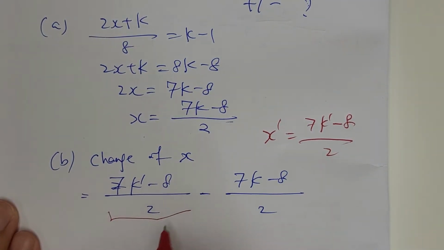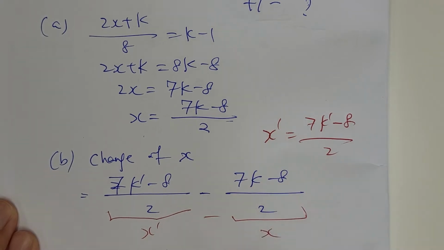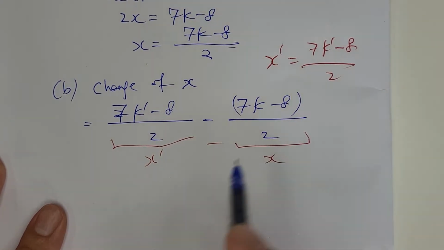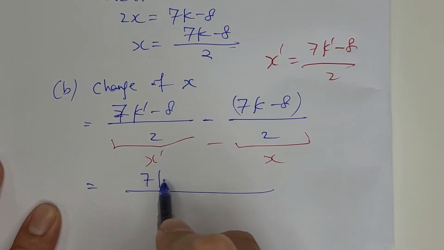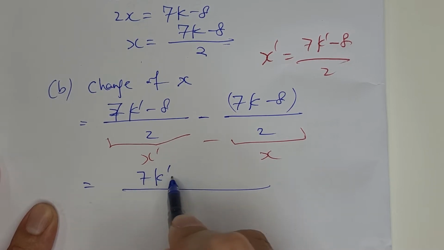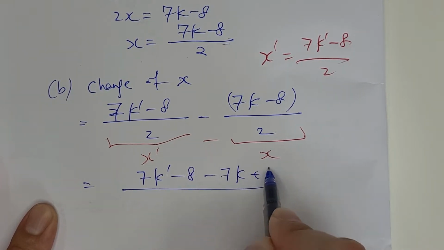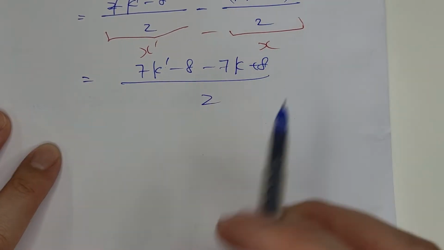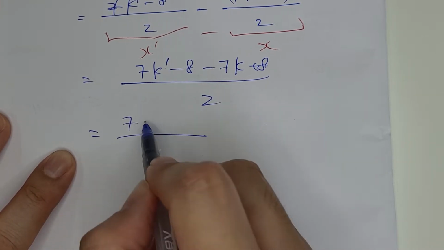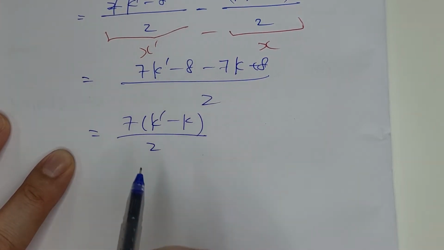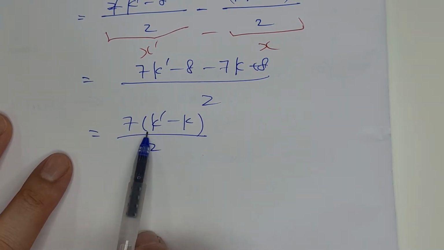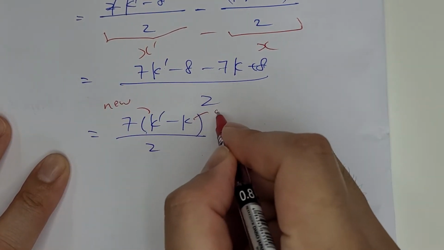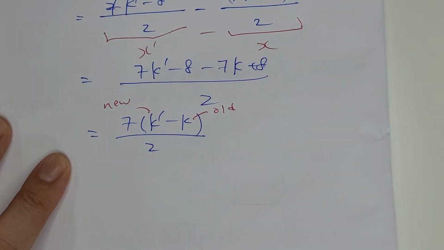Okay, so you will say there's a new x minus the original x. Okay, that's the way you think. So how to simplify this? Add the bracket to the numerator with two terms. So 7k prime, new k, minus 8, minus 7k plus 8, and then over 2. And you can see that minus 8 plus 8 cancel. So that is 7 over 2 times (k prime minus k). And what is this? This is the new value of k minus the original value of k. The new one minus the original one. So what is the value?